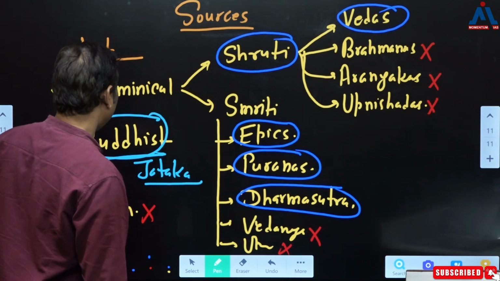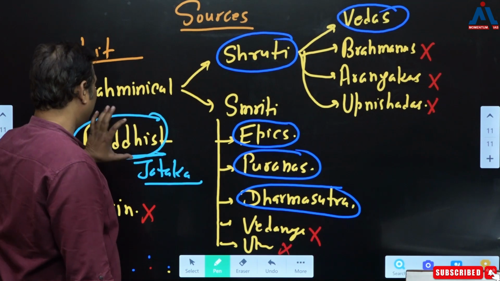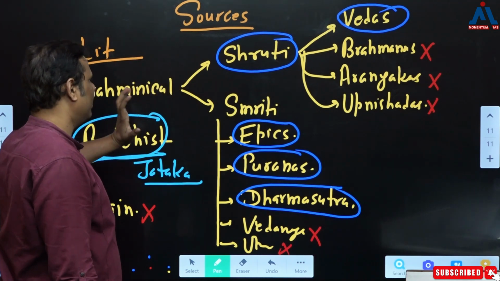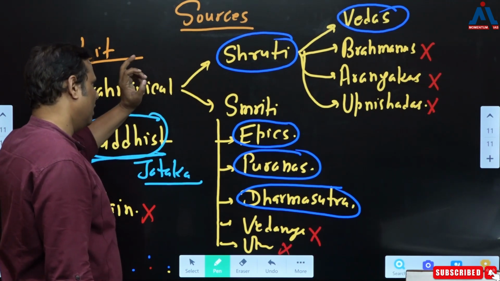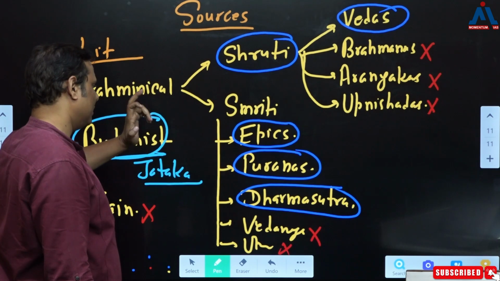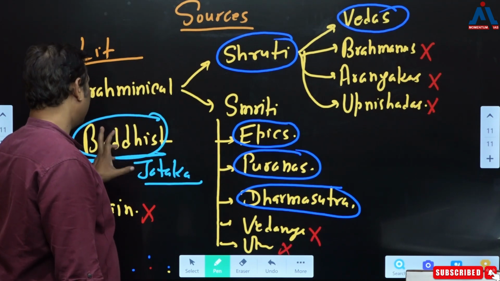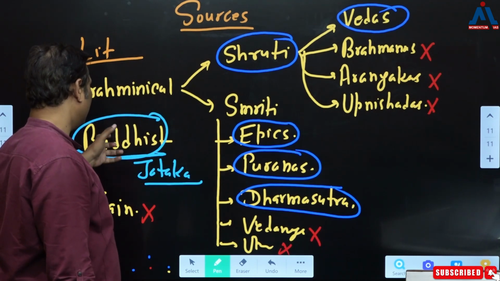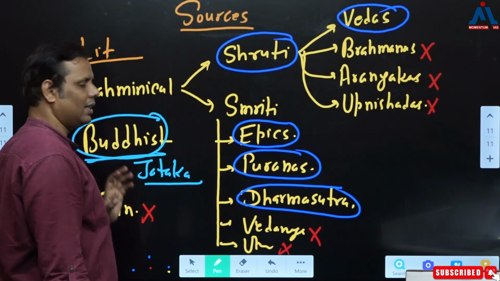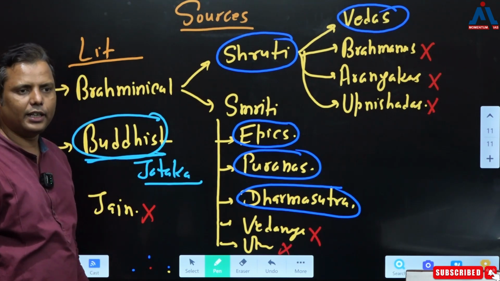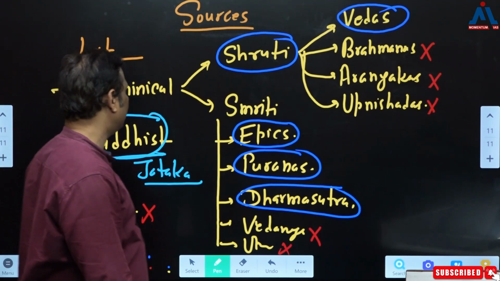Okay. So this is a sort of brief journey of this, and note down these sources that we are going to cover. We are going to cover Vedas, epics, Puranas, Dharma Sutras, and then Buddhist literature in general, and Jataka literature as specific. Okay, so these many sources we are going to cover from here. Okay, fine.